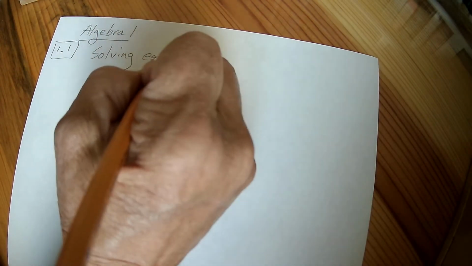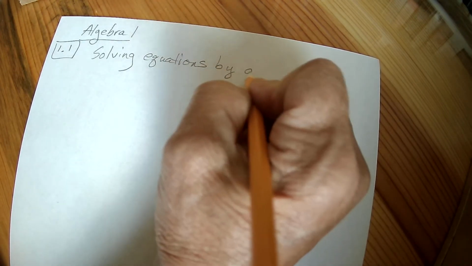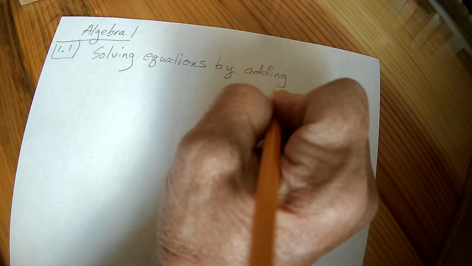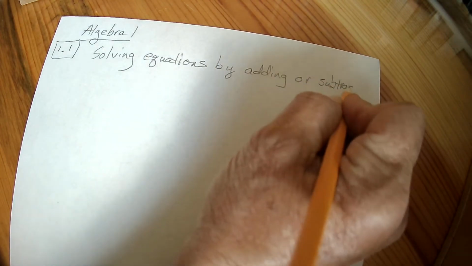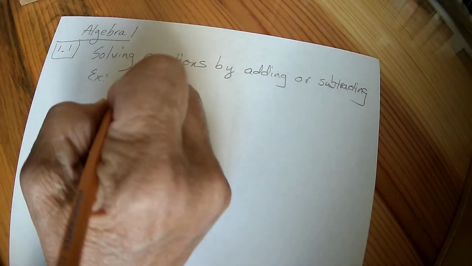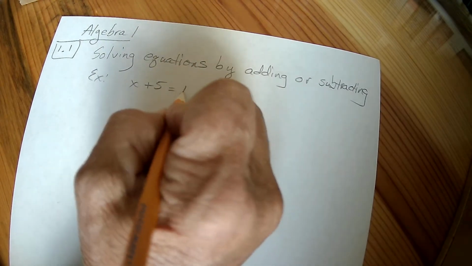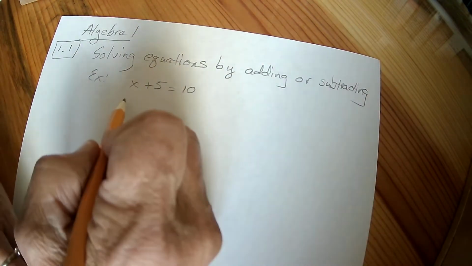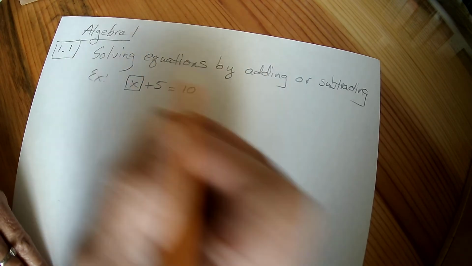solving equations by adding or subtracting. For example, let's say we had x plus 5 equals 10. So remember that the goal here is to get the variable by itself.